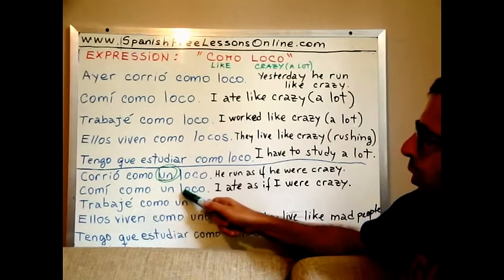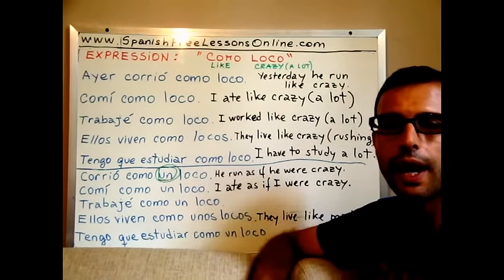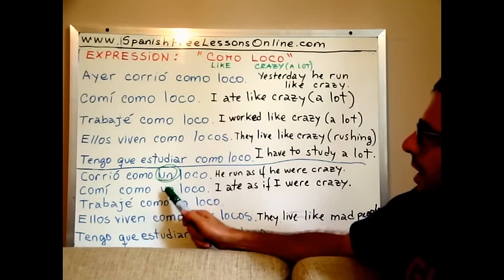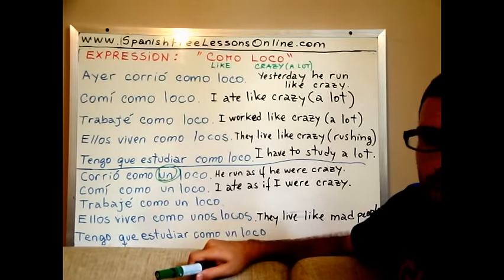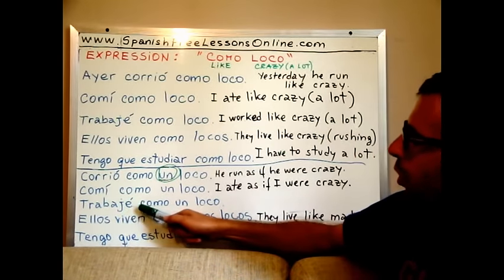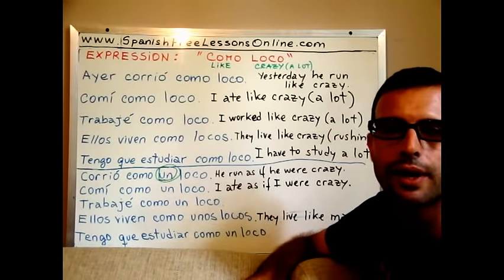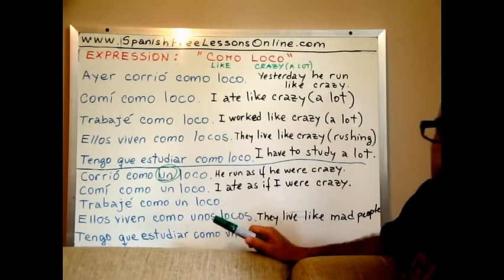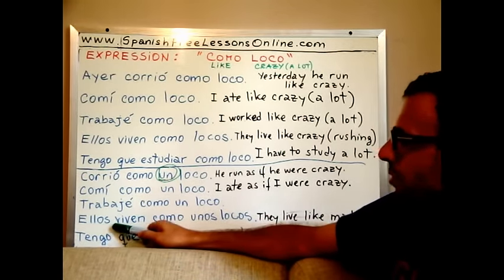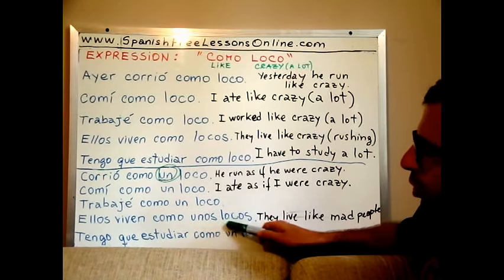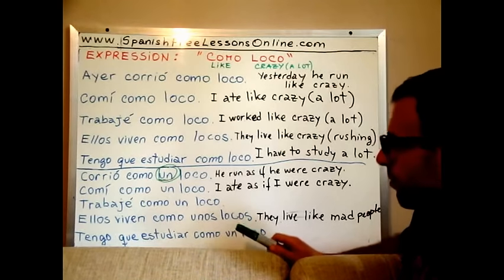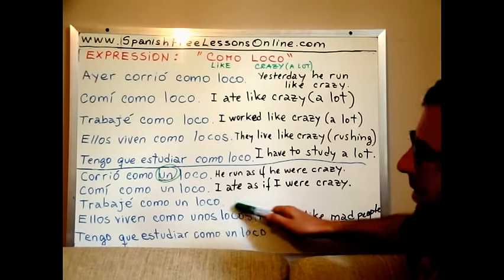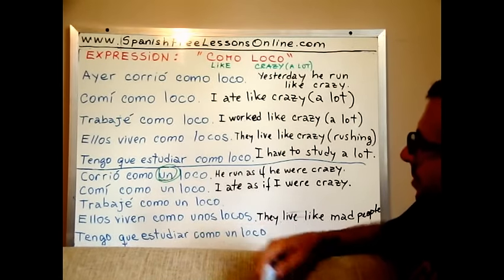Comí como un loco. I ate as a madman. Trabajé como un loco. I worked like a madman. Ellos viven como unos locos. They live as madmen, or as if they were mad people, right?